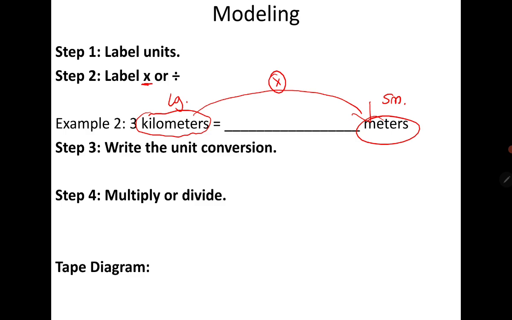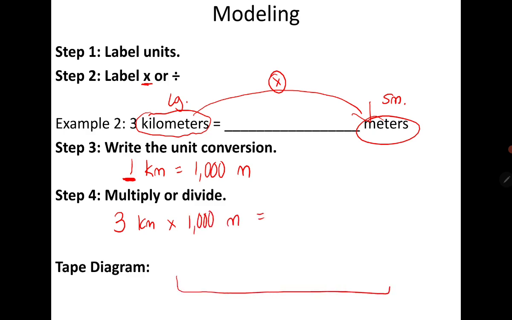Our unit conversions. So how many kilometers are equal to how many meters? So 1 kilometer is equal to 1,000 meters. That's our unit conversion. 1 kilometer is equal to how many meters? So if we know 1 kilometer is equal to 1,000 meters, we've got 3 kilometers times 1,000 meters in each kilometer. So for our tape diagram, we've got 3 groups because each kilometer is a group. We've got 1,000 meters in each kilometer.